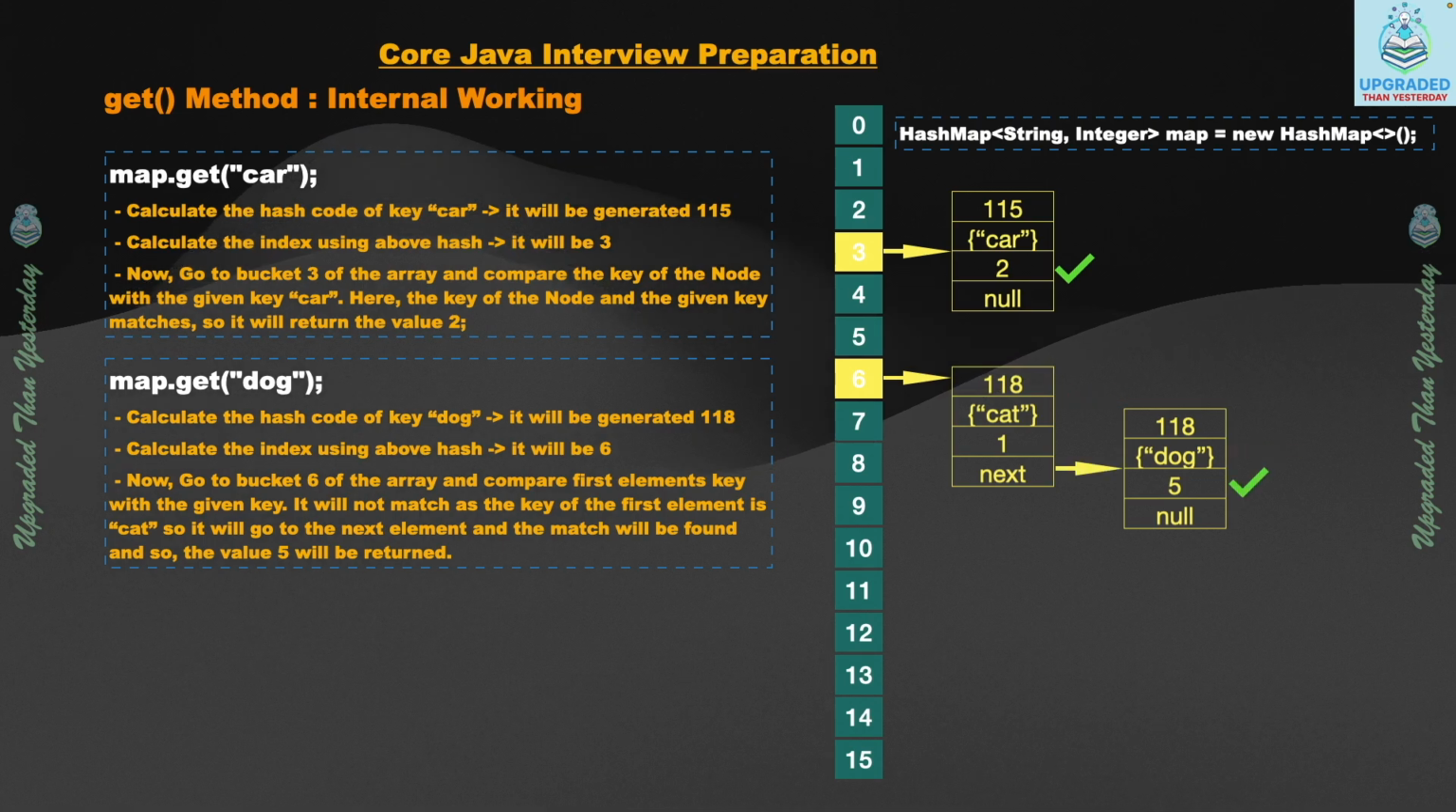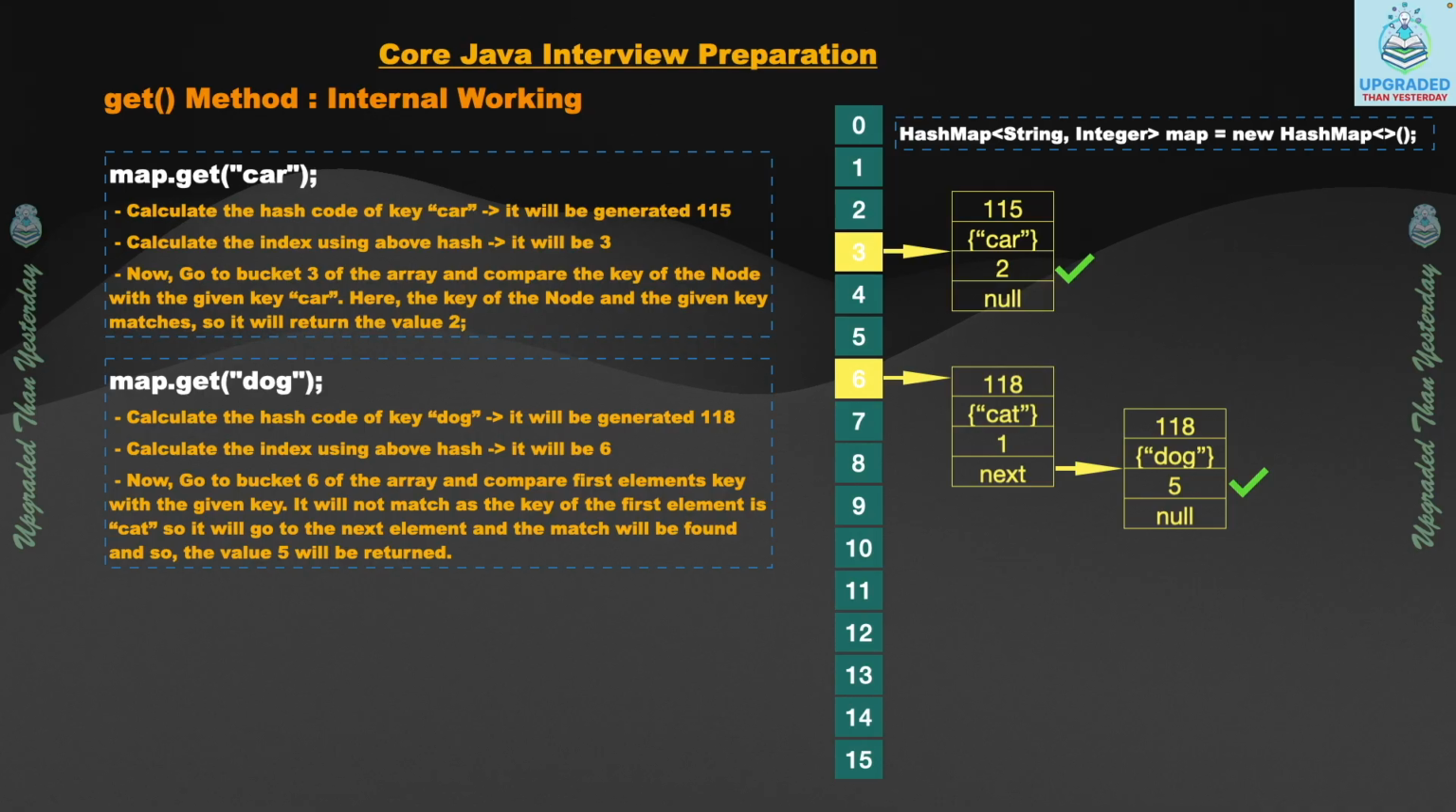So it will pick the first node object and compare the given key with the key present in the node object. Here the given key is dog, but the key present in the first node is cat. Since both keys are not same, it will move to the next node and compare the keys. Here both keys are same, so it will return the value from the node object, that is 5.